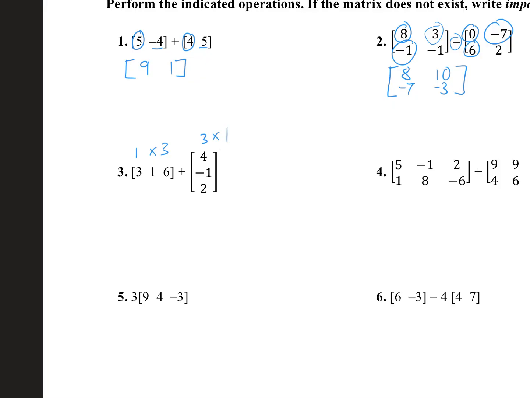And since those aren't the same dimensions, it is not possible to add these together. Now what you'll learn soon is that you could multiply those together. A 1 by 3 and a 3 by 1 can multiply together.